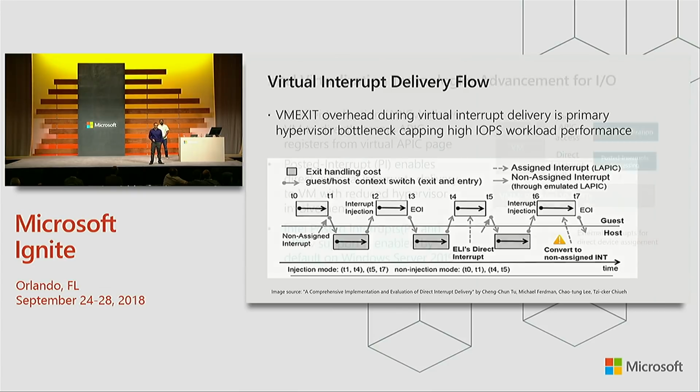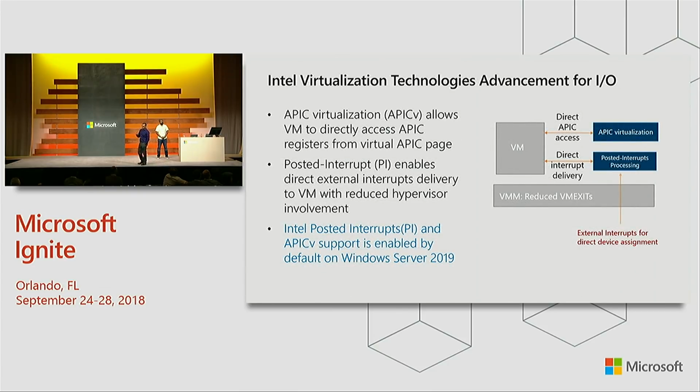To solve that, we use some hardware extensions. From Intel, there's some technology called APIC-V, which virtualizes the APIC. And so then those writes for EOI and any of the interrupt control writes don't exit anymore. There's also another feature called posted interrupts, which allow interrupts to be routed directly to a VM without exiting into the hypervisor. So the combination of those two completely addresses that issue. And this is supported in Server 2019.